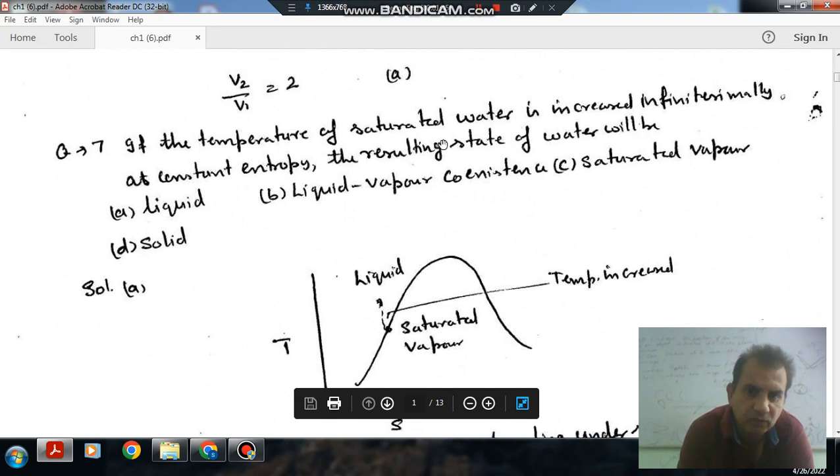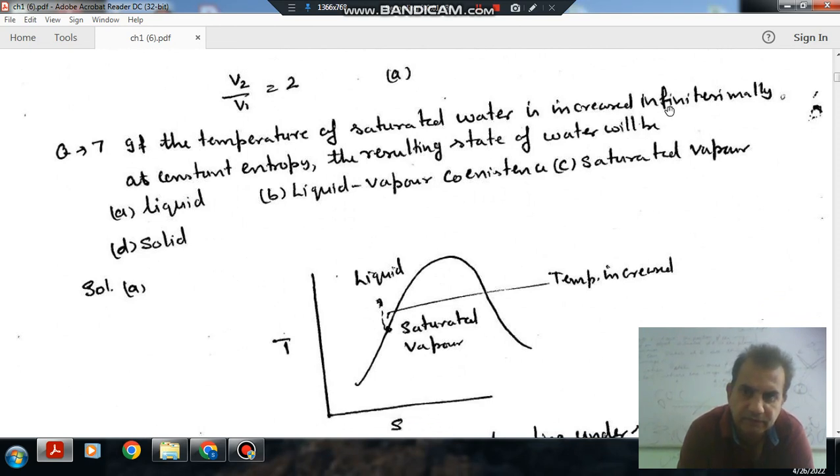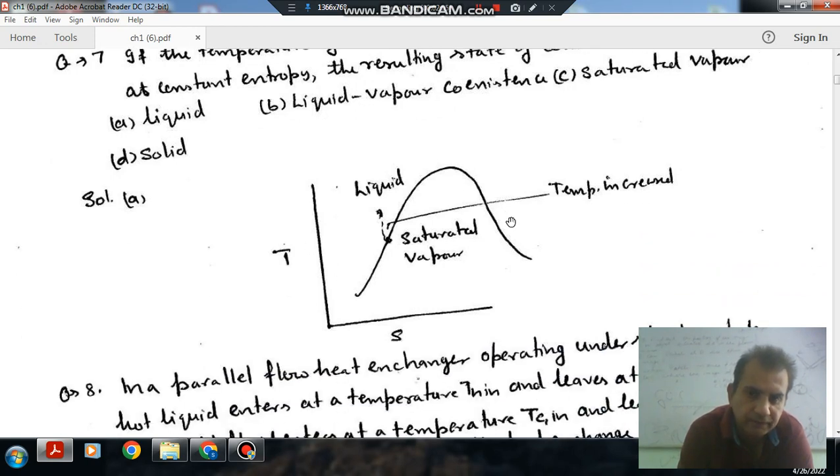Next, if the temperature of saturated water is increased infinitesimally at constant entropy, the resulting state of water will be: option A liquid, option B liquid vapor coexistence, option C saturated vapor, option D solid. So this is your TS diagram, and this is the dome. This is your saturated vapor condition, and when the temperature is increased, this is represented by this dotted line. So the saturated liquid changes into liquid. So the answer is option A.